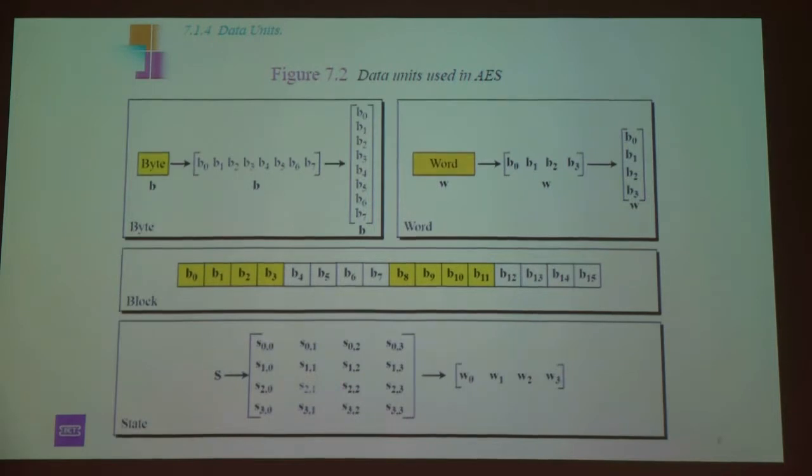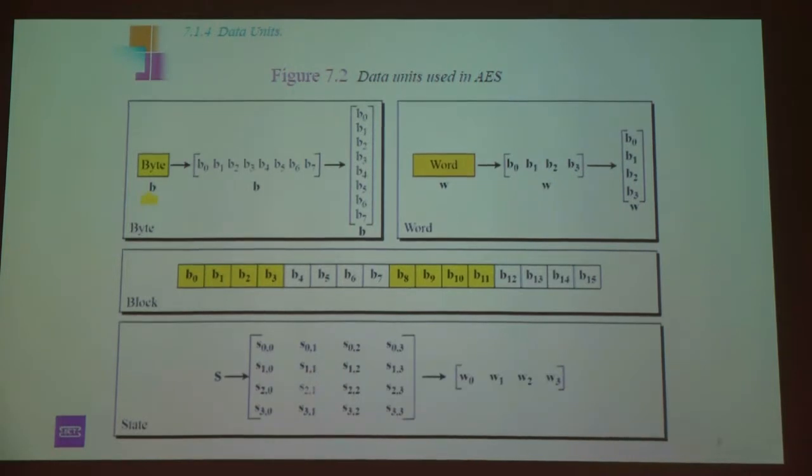Let me go back to my station. This is the byte, which has 8 bits; you could put it in a row or a column. If you have four bytes, that will form what? A word. How many bytes does a word have? Four bytes. That means how many bits? 32. And again, you could arrange them in a row or in a column.